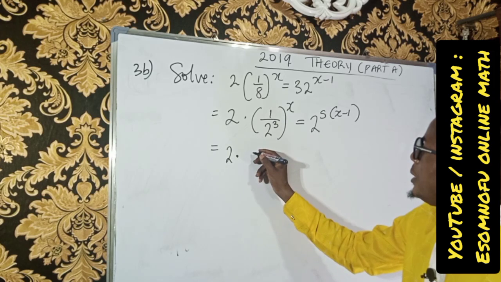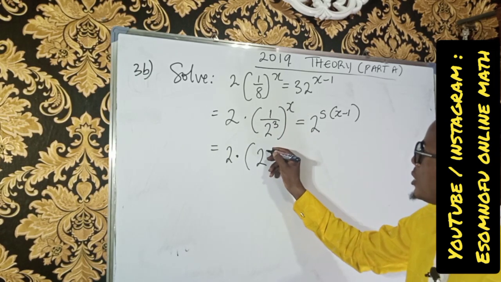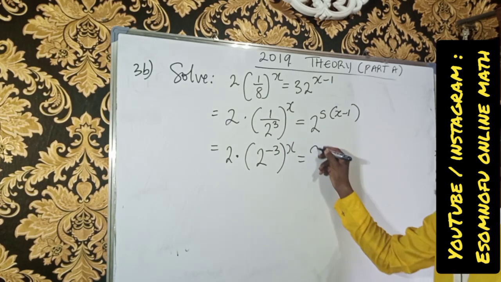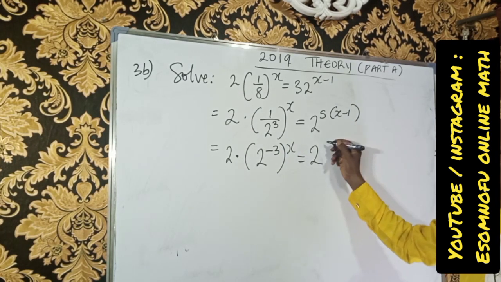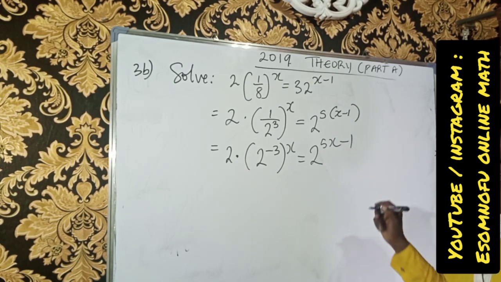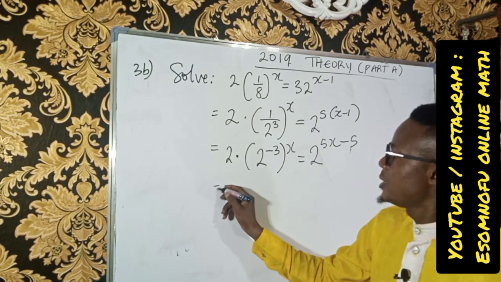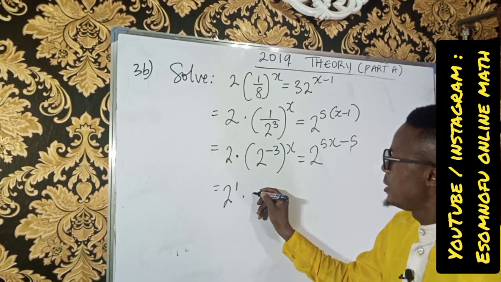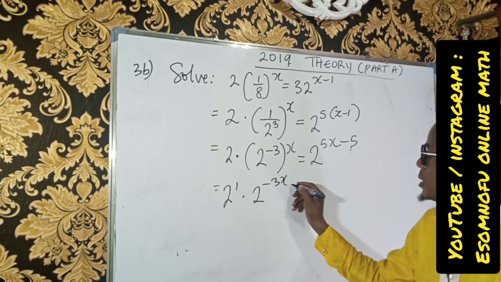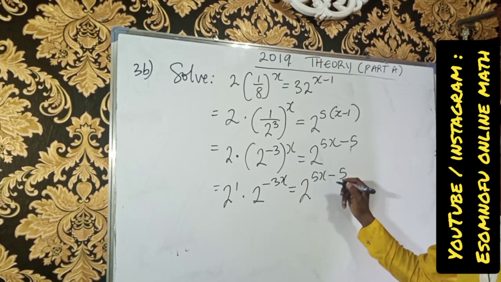2 multiplying something as 1 over 2 to the power of 3 is something as 2 to the power of minus 3, then bracket x, equals 2 to the power of 5 times x is 5x, and 5 times minus 1 is minus 5. So now this can be seen as 2 to the power of 1 times 2 to the power of minus 3 times x is minus 3x, equals 2 to the power of 5x minus 5.